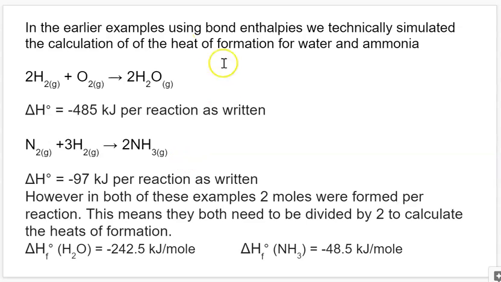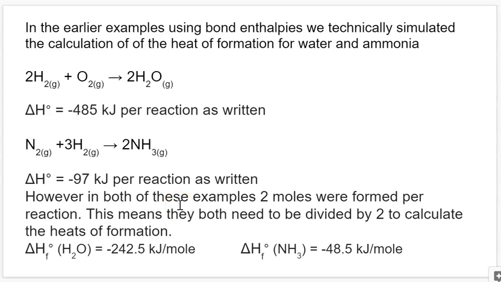And we technically simulated heats of formation in those because we had water being formed from its component elements. We had ammonia being formed from its component elements. And in those, I said there was this much energy per reaction as written, based off of the mole ratio in that equation.